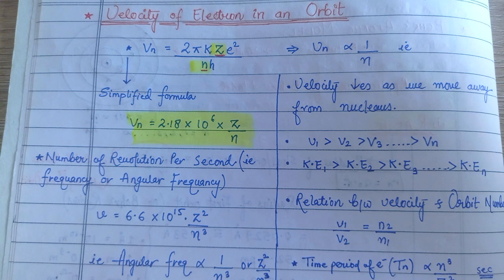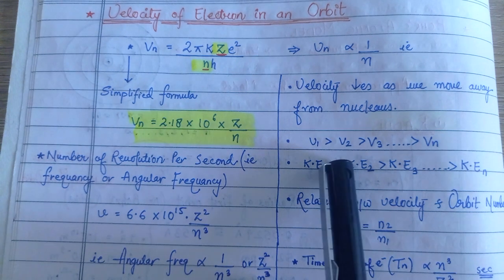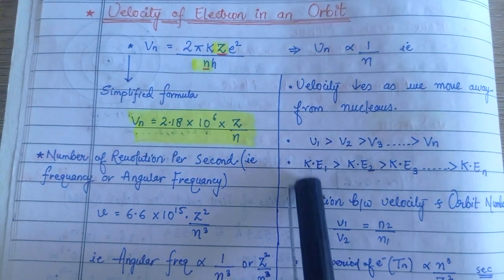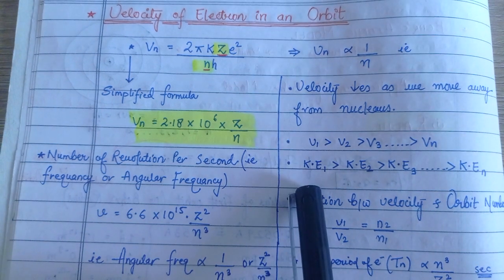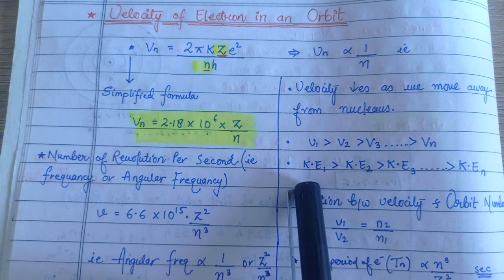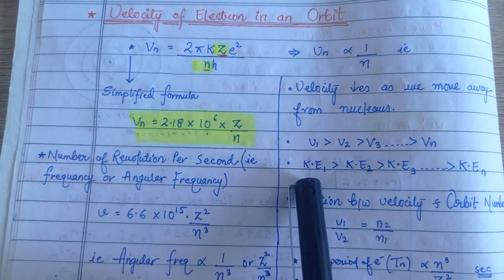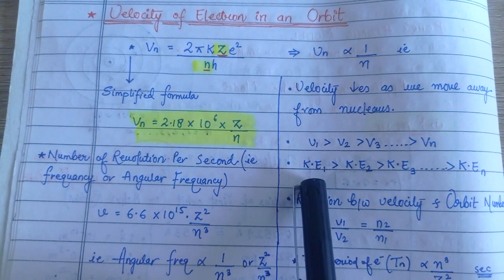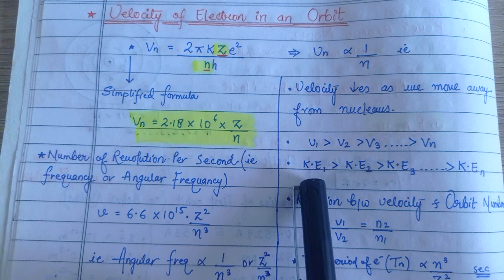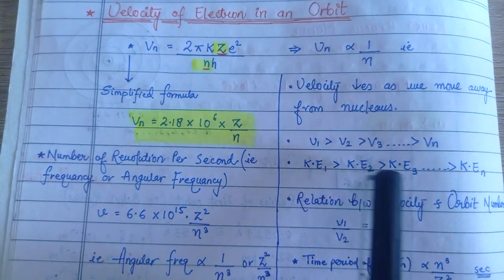And you know what kinetic energy is? The energy due to the motion of the electron. You know the formula, kinetic energy is calculated by half mv square. So if the velocity is high, the kinetic energy will also be high. These two important relations were asked in the 2020 and 2023 JEE examinations. What is the relation between the velocity and kinetic energy if the electron is revolving in a particular orbit? Remember these two relations. Kinetic energy of the first orbit is maximum, then kinetic energy of the second, third, and so on.